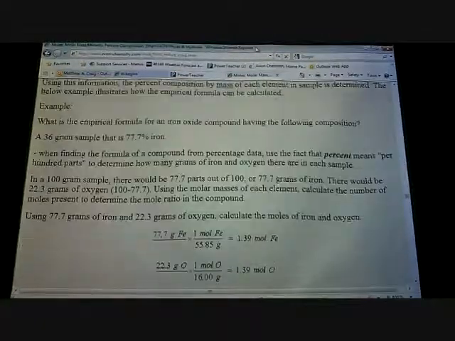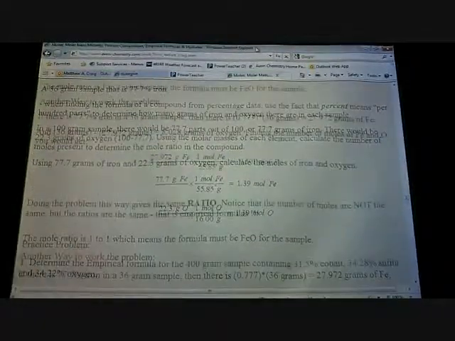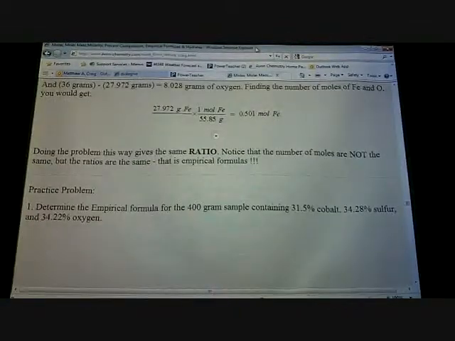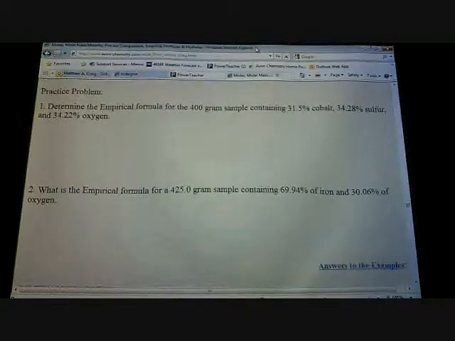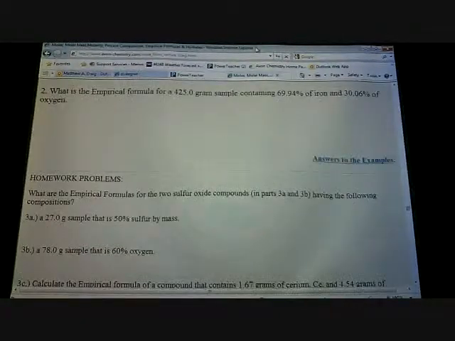We'll do some examples on the board. We'll work that practice problem out, or those practice problems out. And there's part of the homework problems. All right, we're done, right?